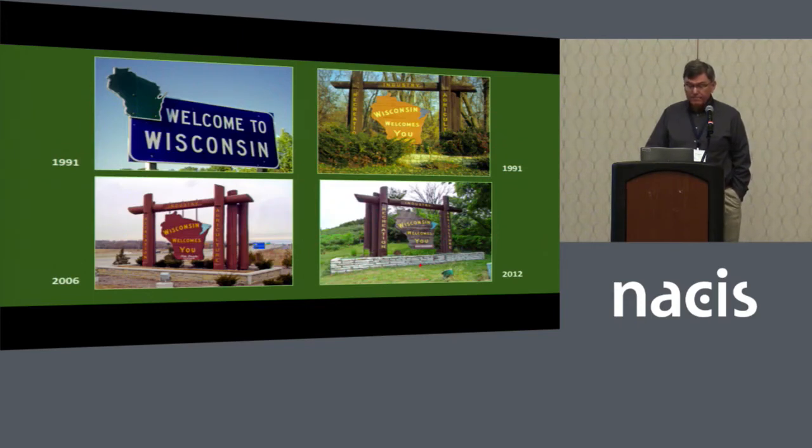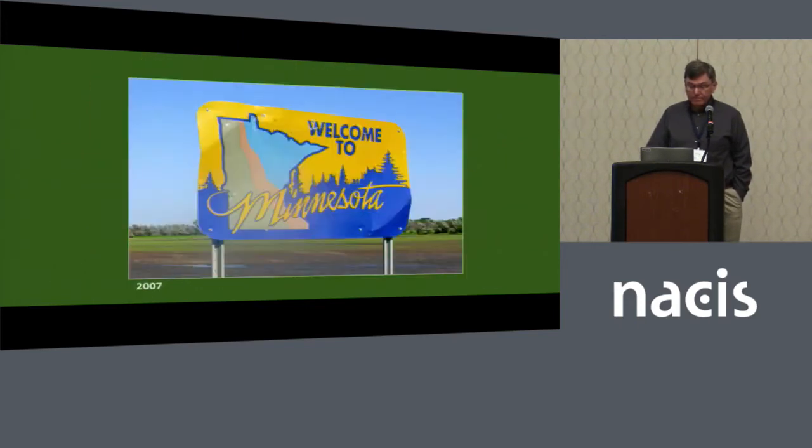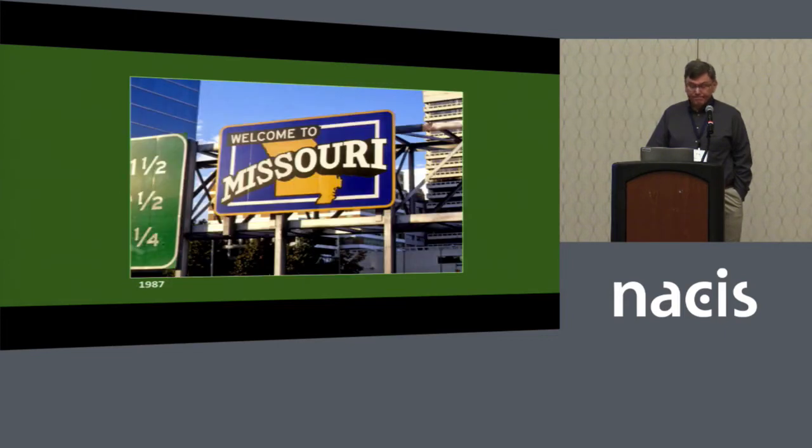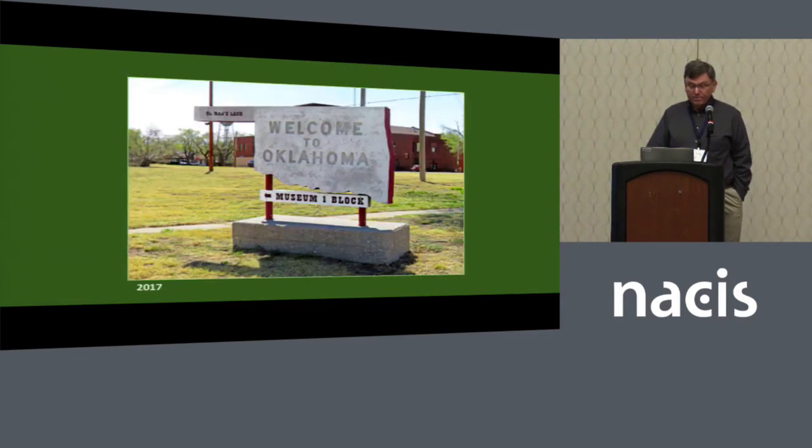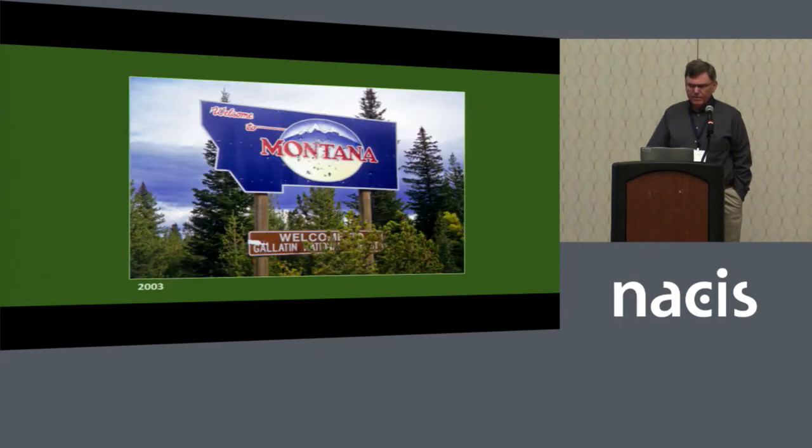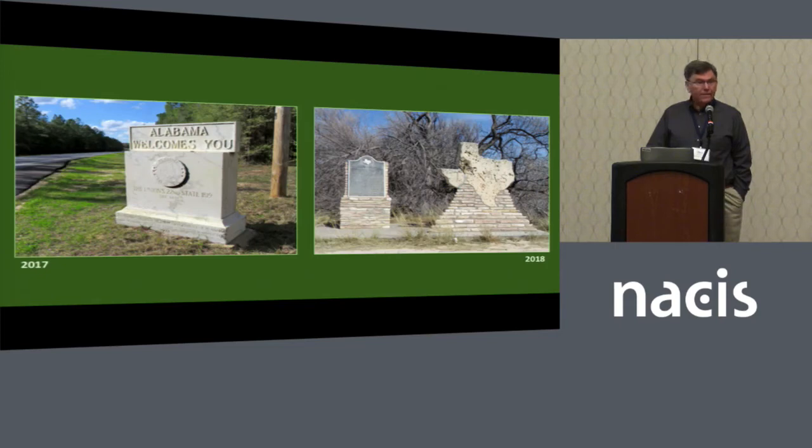Wisconsin, Minnesota, Missouri, Oklahoma, lots of different welcome signs in Oklahoma. Montana, using the shape of the state. And then, for a little historical geography, here's some throwbacks to another era of welcome signs, when they were simpler and maybe more natural looking than they are now.